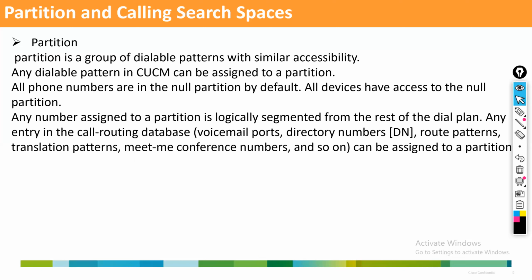But if you go to the interview, you just say: any dialable number in the Call Manager can be assigned to a partition. For example, any DN number, route pattern number, translation pattern number, meet me number, voicemail port number. These are the dialable numbers, and for every one of these numbers we can assign a partition. Either we can assign the same partition or a different partition.